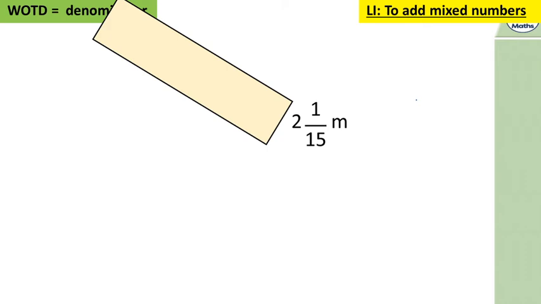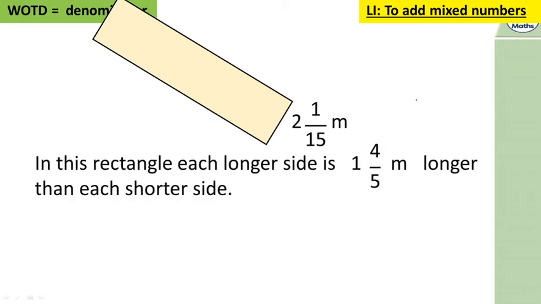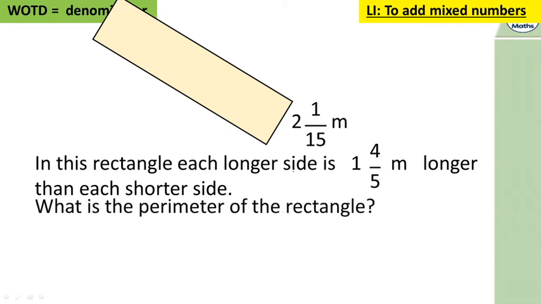Right, so here we have a shape. Do you know what the shape is? It is a rectangle. The shorter side is 2 1/15 of a metre. In this rectangle, each longer side is 1 4/5 of a metre longer than each shorter side. So we have the length for the shorter side here, which is 2 1/15 metres, and each longer side is 1 4/5 of a metre longer than each shorter side. What is the perimeter of the rectangle?